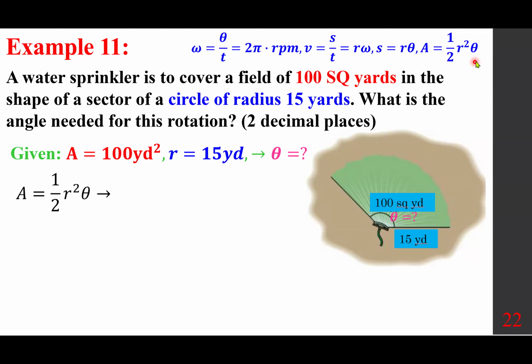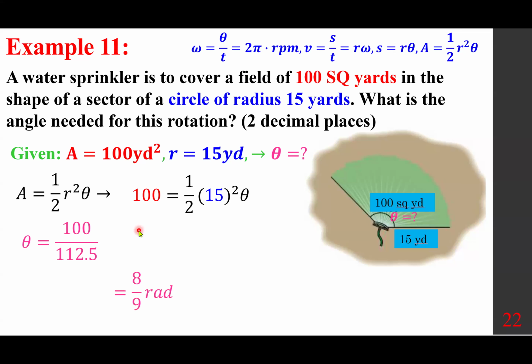So we have everything. We have the area, we have the radius. What is missing? Theta in radians. This gives us theta in radians. And so you go through the process, 15 squared, 225, divided by 2. So you can multiply this one by 2, 200 divided by 225, and you get this number, and it's 8/9 radians.